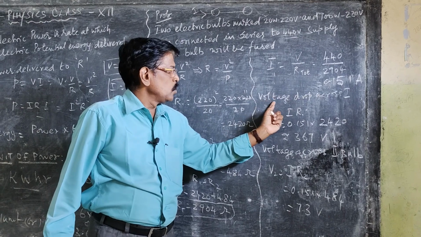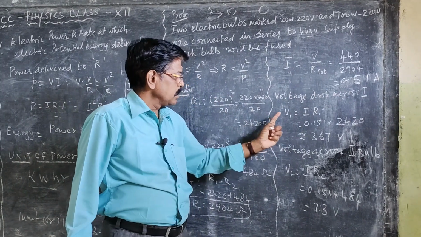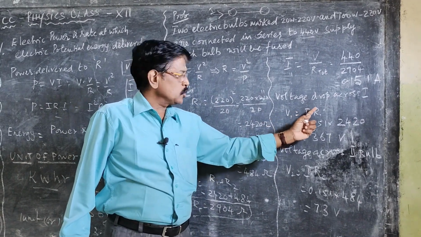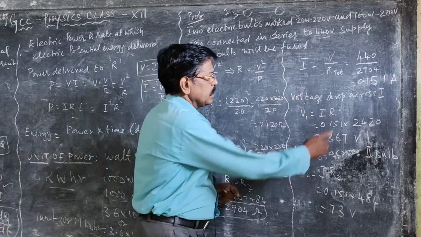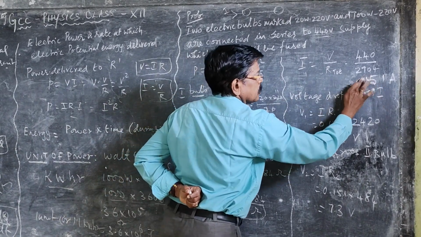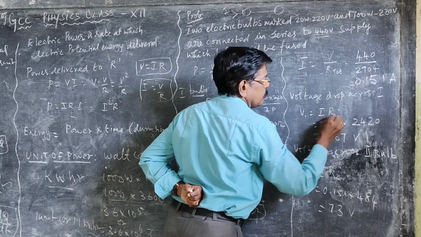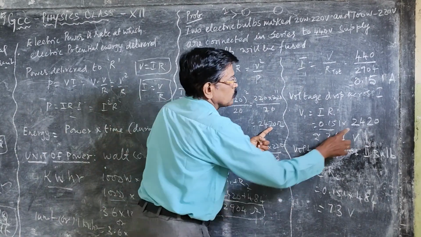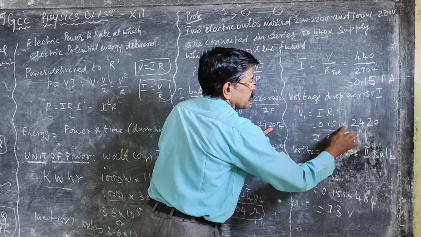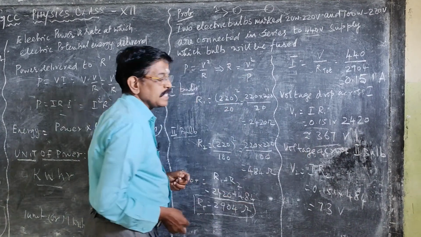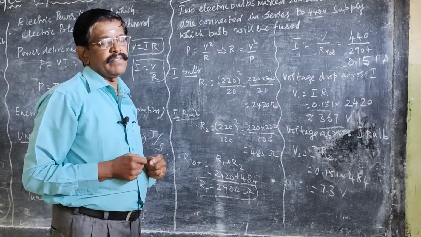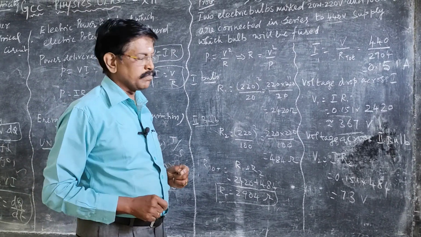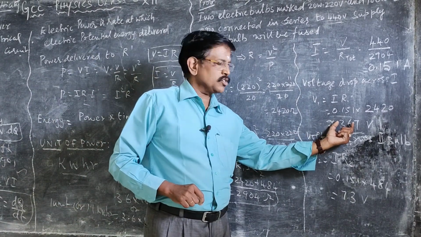Next, the voltage drop across the first bulb. So V1 equal to I into R1. What is I? This is 0.151 into R1. R1 value is what? 2420. If you multiply these two factors, you will be getting nearly equal to 366 point something. You can approximate it to 367 volt.